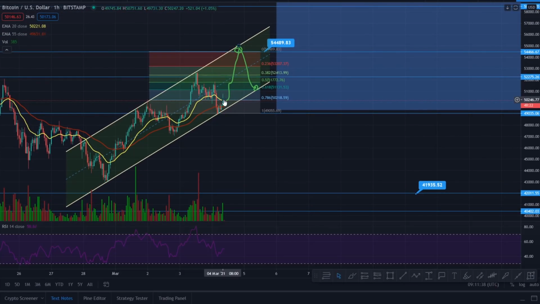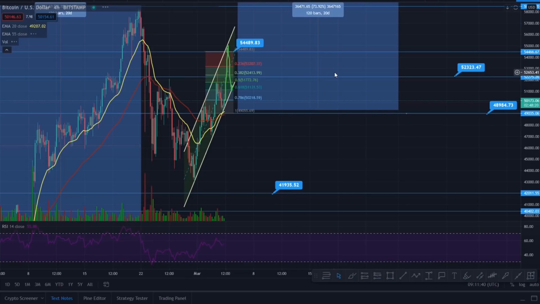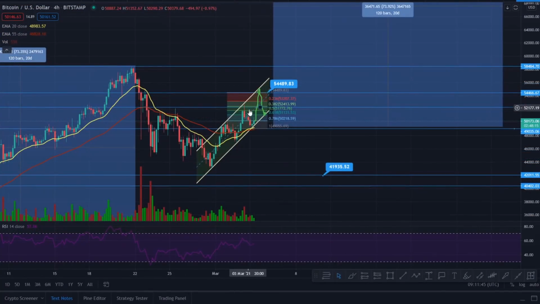We are bullish on the hourly there. Let's jump to the 4 hourly time frame. You can see we're bullish on the 4 hourly time frame as well. We've just formed a bullish cross on the 4 hourly time frame just there, guys. We have back tested it as support, like I said, and we're bouncing up again. So potentially this target here, 54k a Bitcoin, is well on the cards.